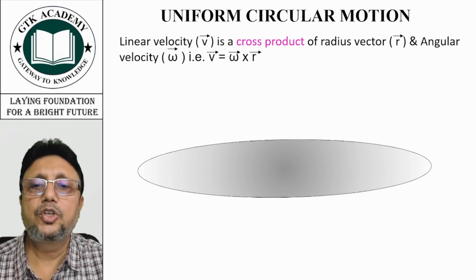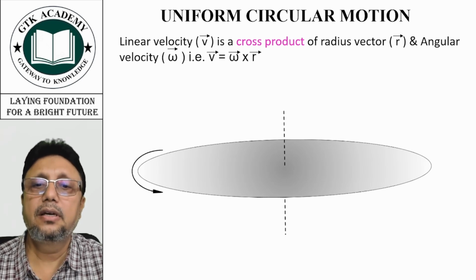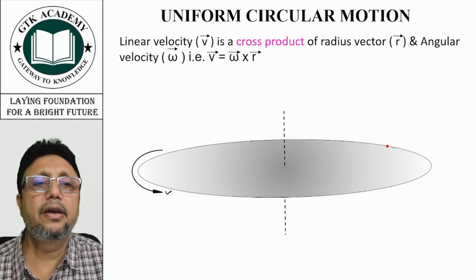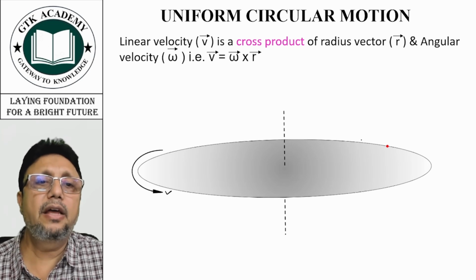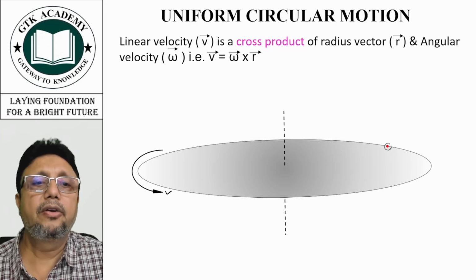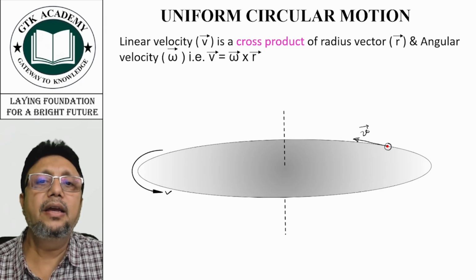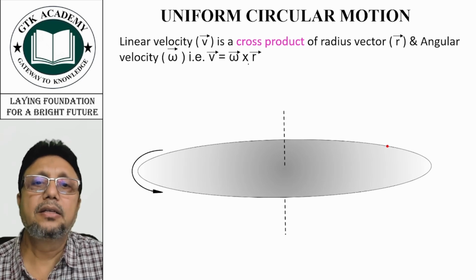Now, coming to our topic, this is the disk and it is rotating about its axis, shown by the dotted line, in this direction. Now, if we take any point here, and I ask you what is the linear velocity of this point shown in red color, you will easily say that it will be tangential. This will be the velocity. But let us prove it, or show it, by this cross product.